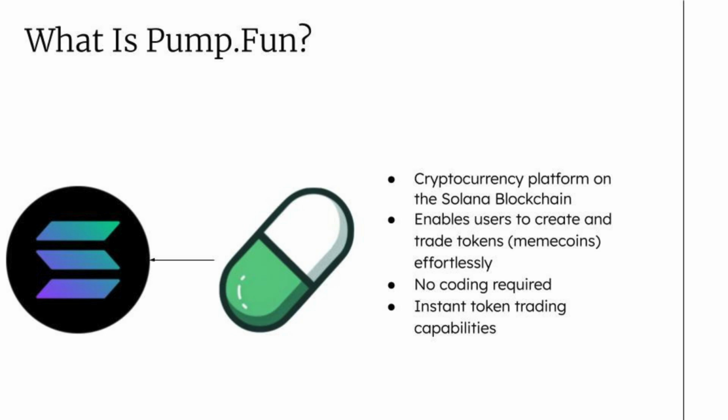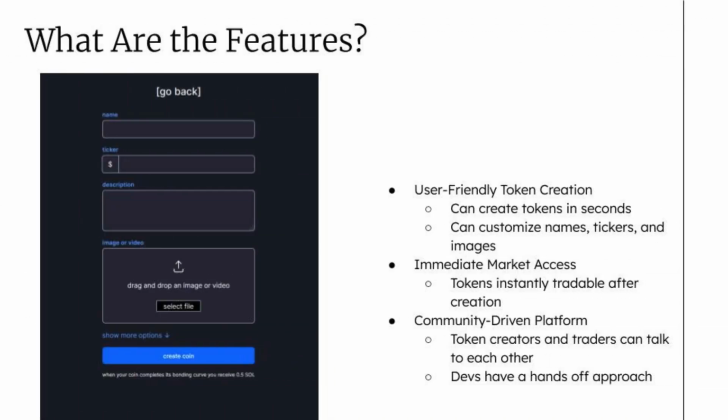Pump.Fun is a platform that is built on the Solana blockchain where people and users can create and trade meme coins and other tokens. It's perfect for beginners as there's no coding required and trading tokens happens instantly. With Pump.Fun, creating tokens is easy as you can easily customize the names, tickers, and images. Once your token has been created, they are immediately tradable, and you can also participate in a community-driven platform that encourages interaction between the creators and traders.